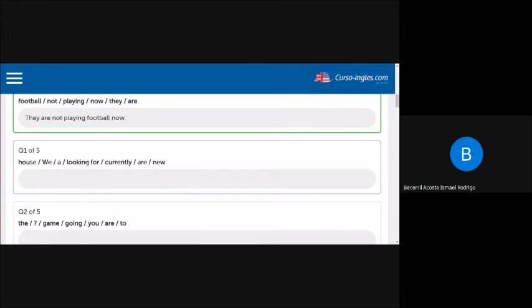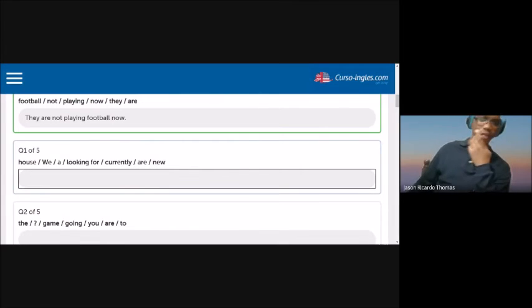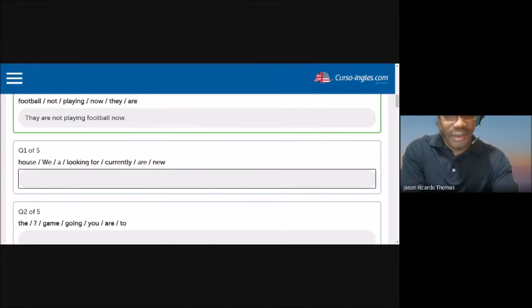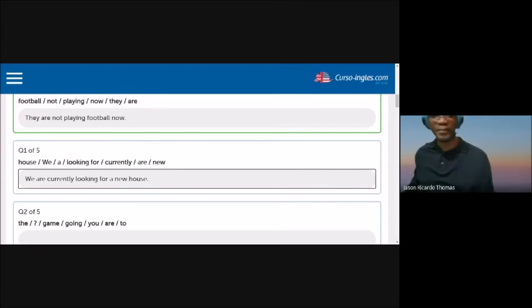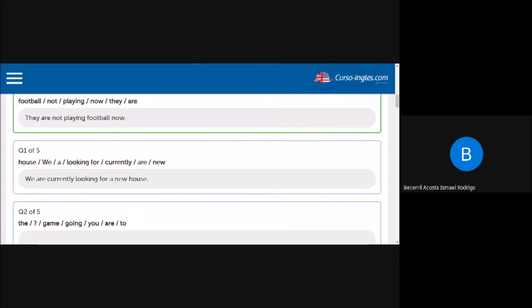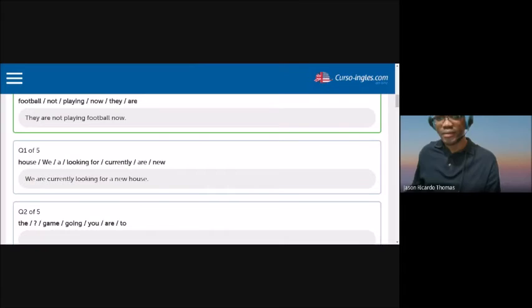We are looking for currently new house. All right. Remember the position of currently. So we are currently looking for a new house. One more time, Ismael. We are currently looking for a new house. All right. Let's continue with Camila.